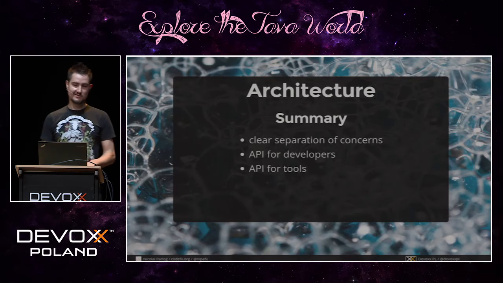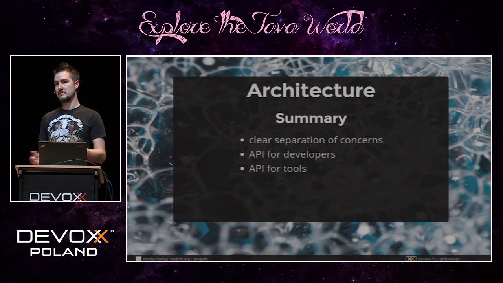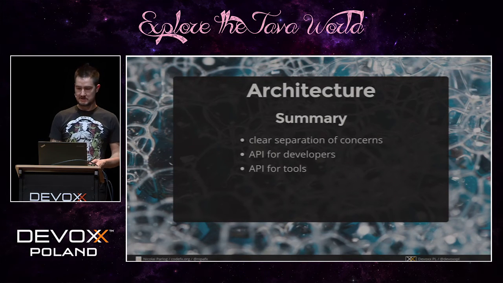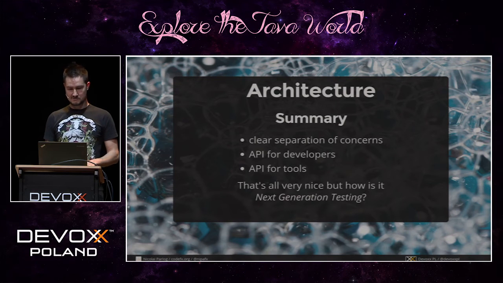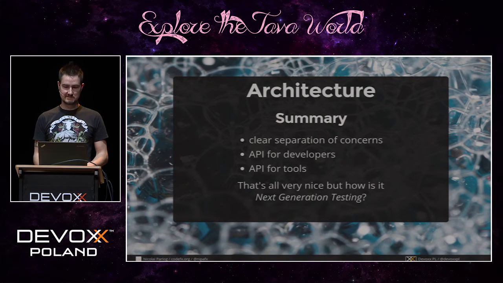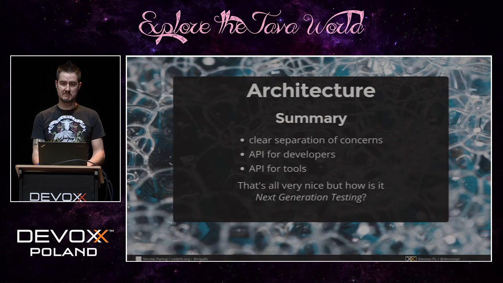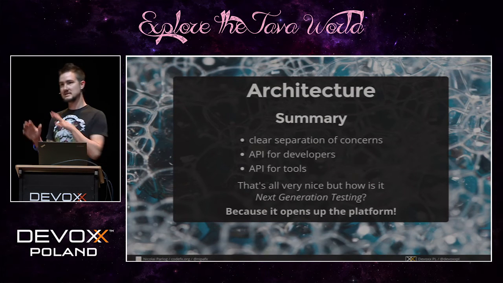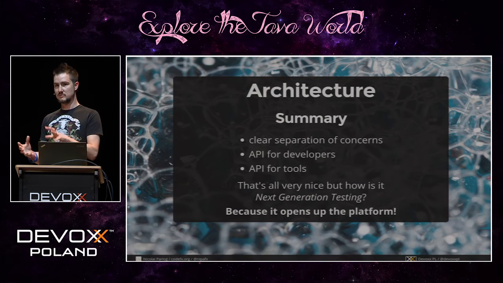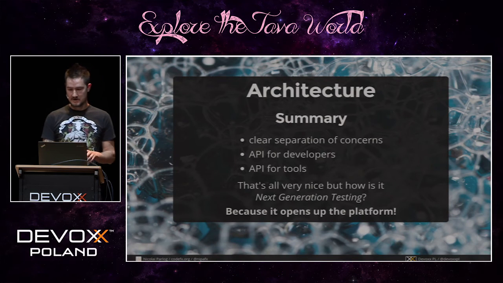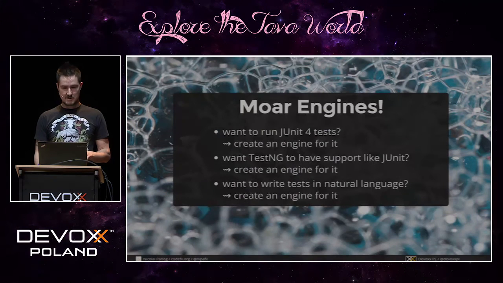So that's great, right? We have a clear separation of concerns. We have an API for us, an API for the tools. And cool, but how is this next generation testing? And we're pretty close to the end of the slide, so I better come up with an answer now, right? And I think this is actually the crucial point, because it opens up the platform. Let's think about that for a moment.